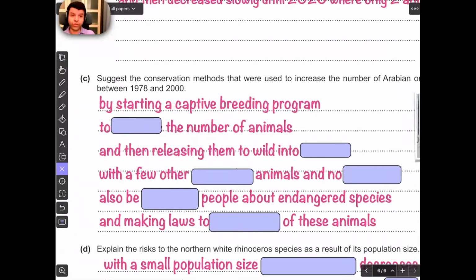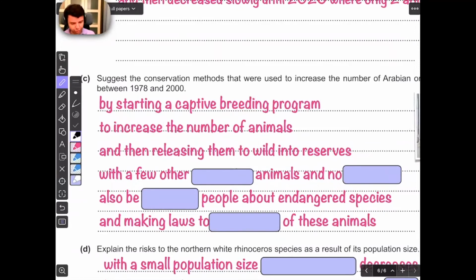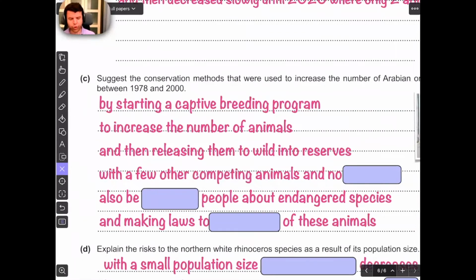Okay? What's the point of captive breeding? The whole point here is to increase the number, right? And then we release them into the wild. We usually release them into somewhere safe, like a natural park or a reserve. And then this reserve has to be watched. Basically, we minimize the number of competitive animals, like other animals that would compete with those pandas or whatever the animal is. And we try to make sure that there are no direct predators, because that will reduce their numbers.